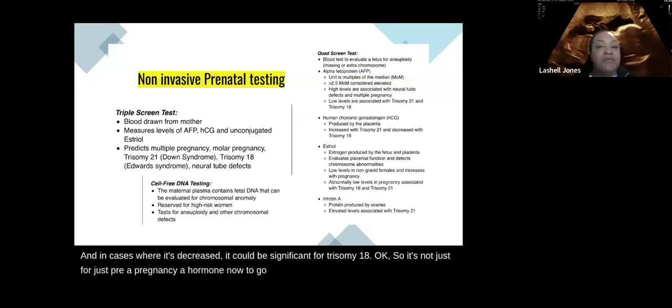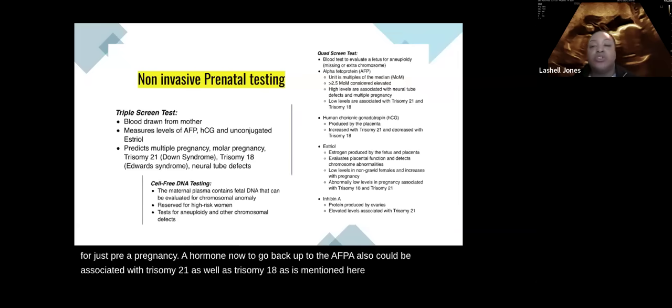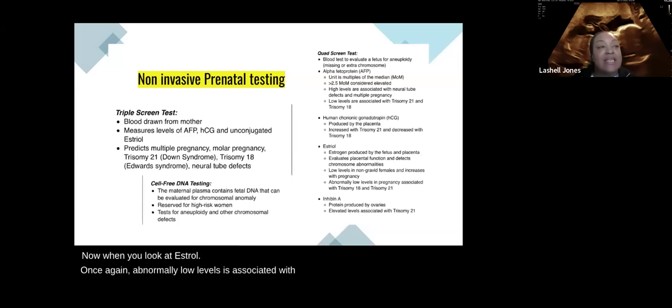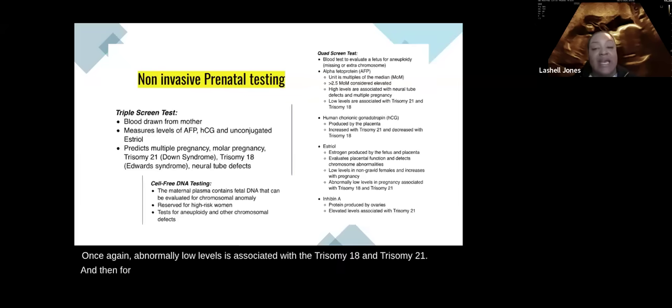Now, to go back up to the AFP, AFP could also be associated with trisomy 21 as well as trisomy 18. As is mentioned here, low levels are usually associated with those syndromes. Now, when you look at estriol, once again, abnormally low levels are associated with trisomy 18 and trisomy 21. And then for inhibin A, extremely elevated levels are associated with trisomy 21. So these hormones tell a lot of information relating to the chromosomal disorders.